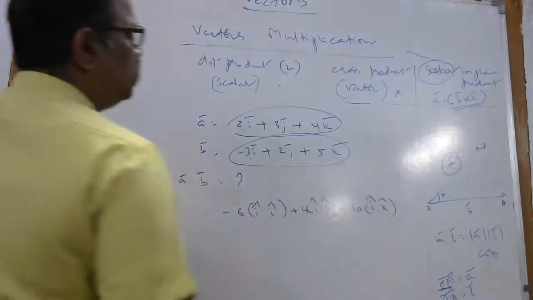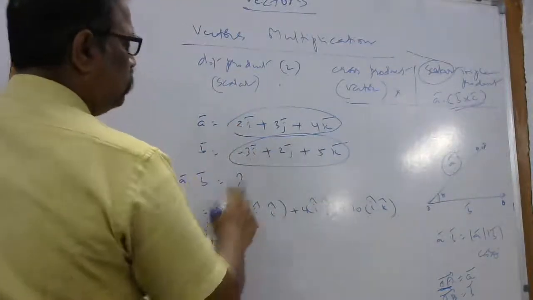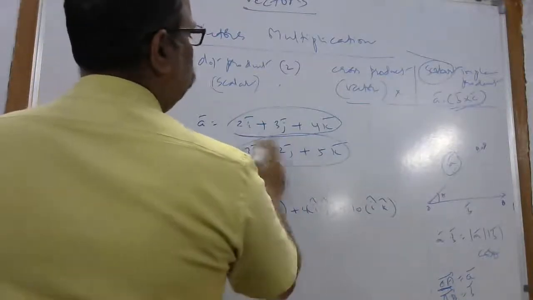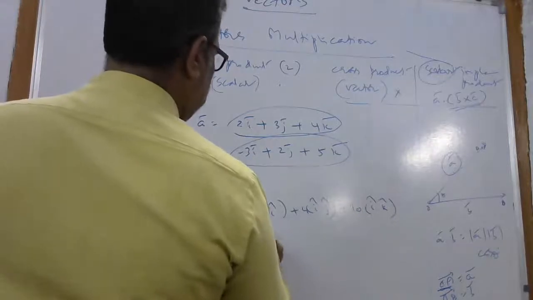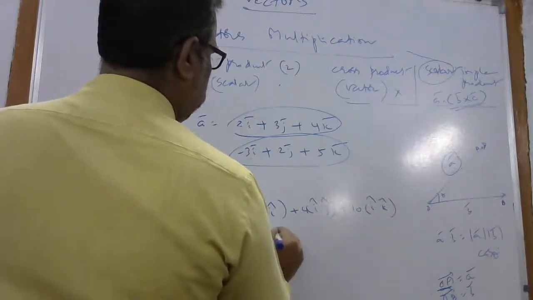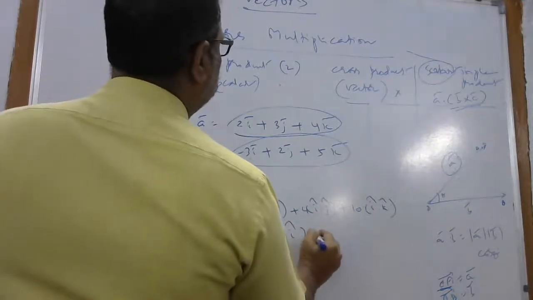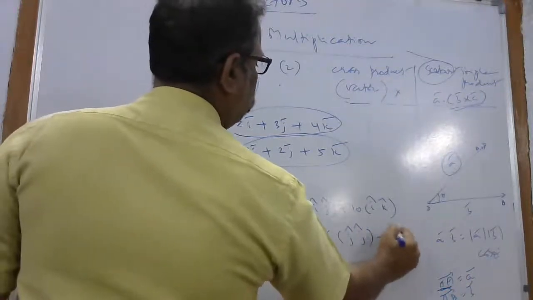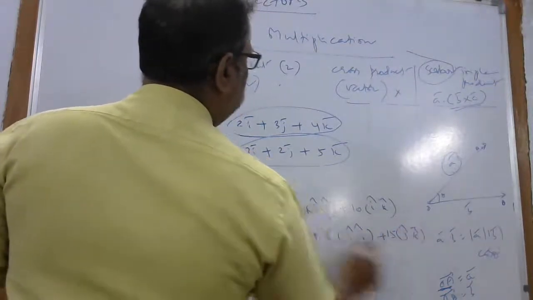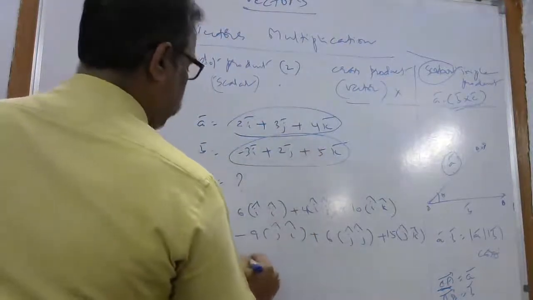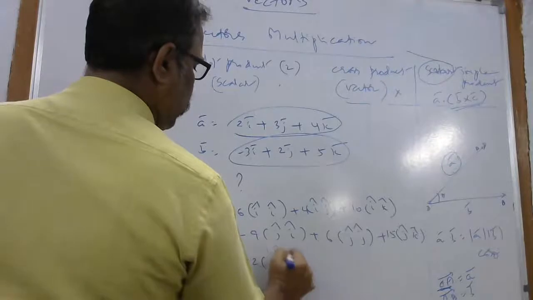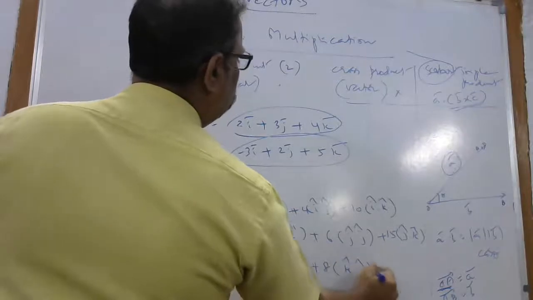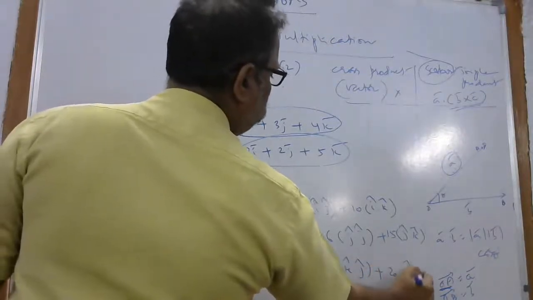Are you clear, better? Yes, what I am doing, first term I multiply with all the three. Minus 6 I cap dot I cap plus 4 I cap dot J cap plus 10 I cap dot K cap. Again plus 3 into minus 3. What comes? Minus 9 into J cap dot I cap plus 6 into J cap dot J cap plus 15 into J cap dot K cap. Order also same only. Similarly, minus 12 into K cap dot I cap plus 8 into K cap dot J cap plus 20 into K cap dot K cap.